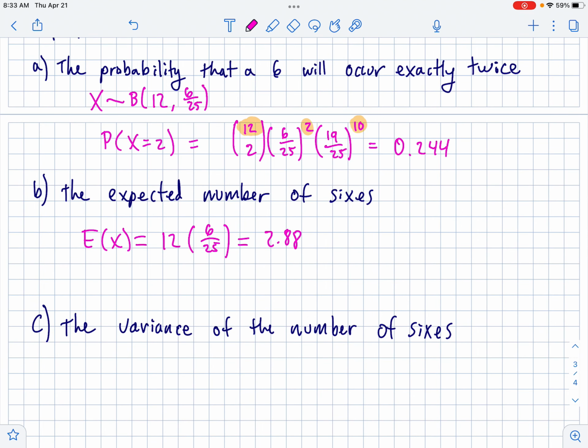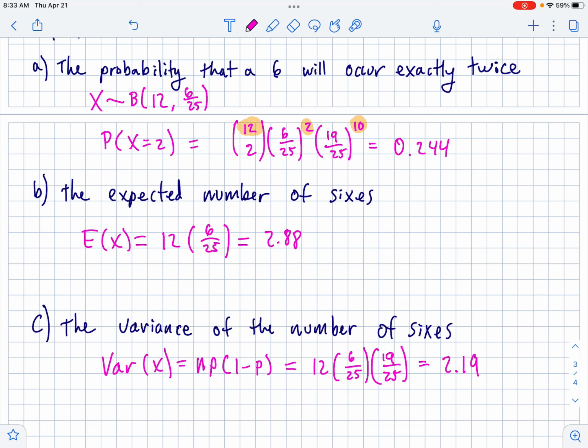Last part, find the variance of the number of sixes. The variance of X, a reminder, is n times p times (1 minus p). So this would be 12 times 6/25 times 19/25, which is 2.19 to 3 significant figures.